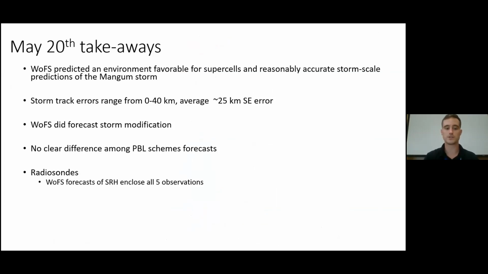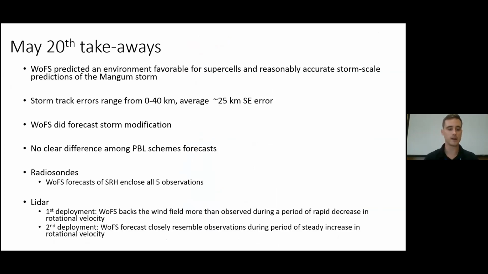From the radiosondes, we saw that WoFS forecast SRH enclosed all 5 observations, so did a good job there. In the first deployment, WoFS backs the wind field more than in the observation, likely because of that supercell merger that resulted in a drop in rotational velocity of the supercell. But in the second deployment, when the rotational velocity was roughly constant, we saw that WoFS does closely resemble the observed wind field. So it did a good job there.